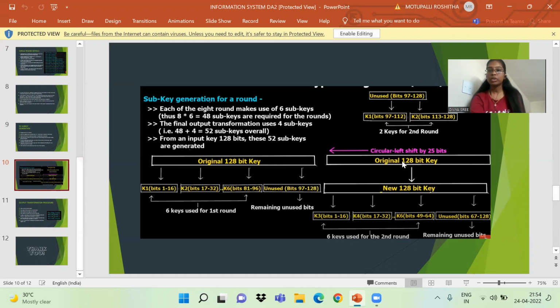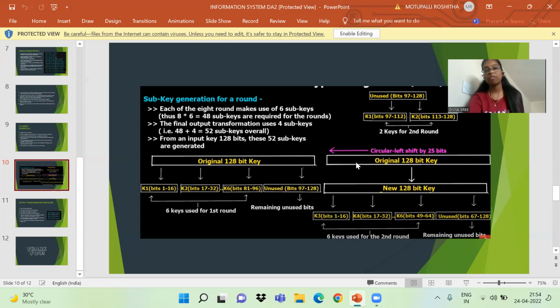Here, in order to generate another 128-bit key, it should be unique for every round, right? The key should be unique for every round. So in order to generate this unique 128-bit key, we will be doing an operation called circular left shift by 25 bits.